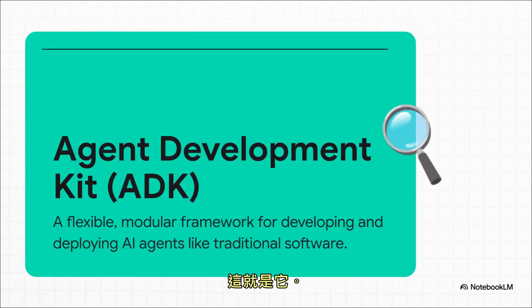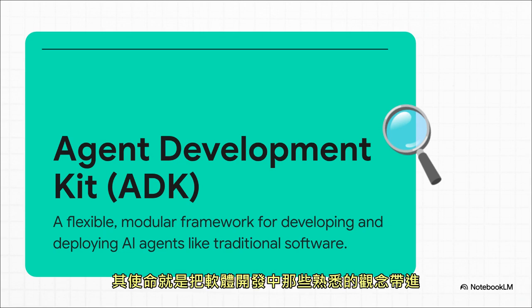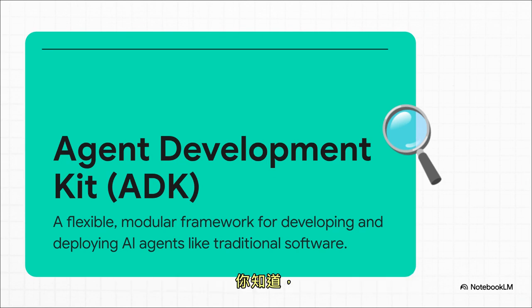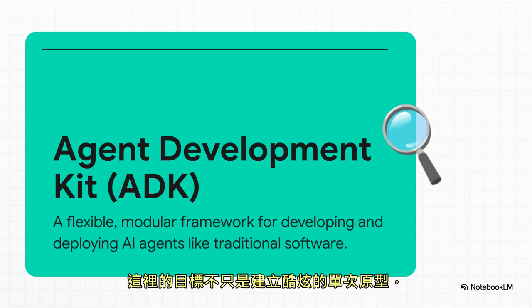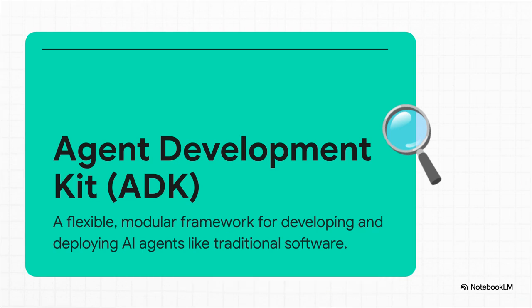And this is it. It's called the Agent Development Kit, or ADK for short. It's an open source framework, and its whole mission is to bring those familiar ideas from software development, modularity, predictability, structure, into the world of AI agents. The goal here isn't just to build cool one-off prototypes. It's about building robust, production-ready systems.